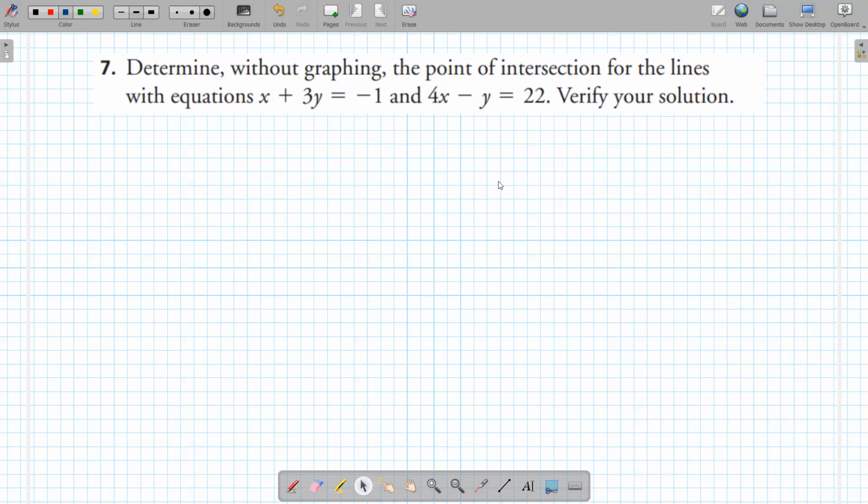Determine without graphing the point of intersection, it says. How do you find the POI between two lines? You set the two equations equal to each other. You could do that, that's the same thing as solving a system of linear equations. That requires you to write the equations in terms of y equals mx plus b, but you don't always have to do that. So you can just solve this, because this is not in the slope-intercept form.